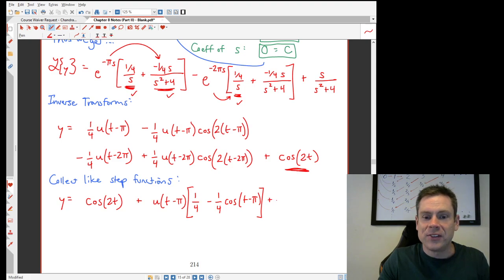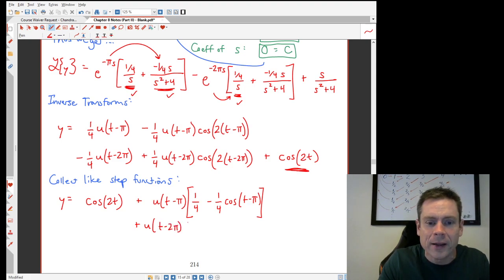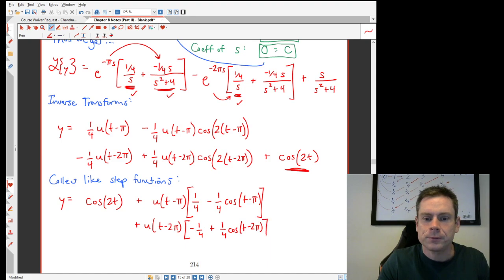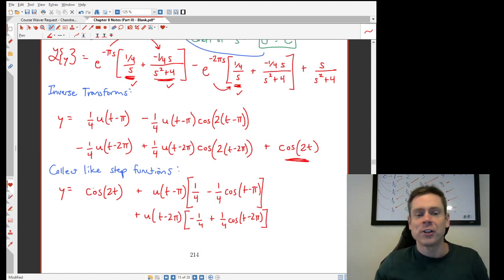And then I could do the same thing. I'm going to write this on a new line because I'm running out of room. This is the same thing as t minus 2 pi. And then at 2 pi, I have minus a quarter. And then I add a quarter cos of t minus 2 pi. This is what your solution looks like.